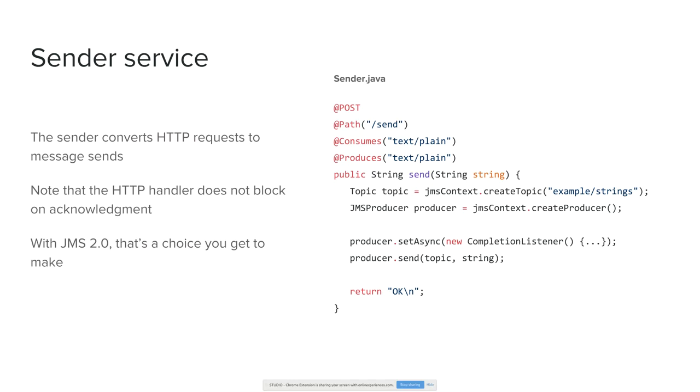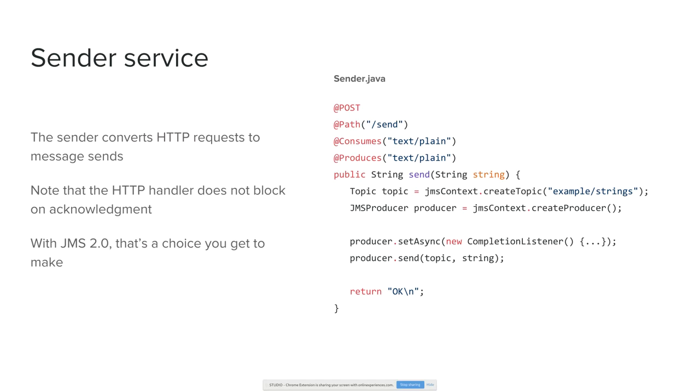Let's dive into this distilled version of the code so I can point out some places where we're using features of JMS 2 to make things a little bit nicer. So here's the sender code. This is the REST endpoint.